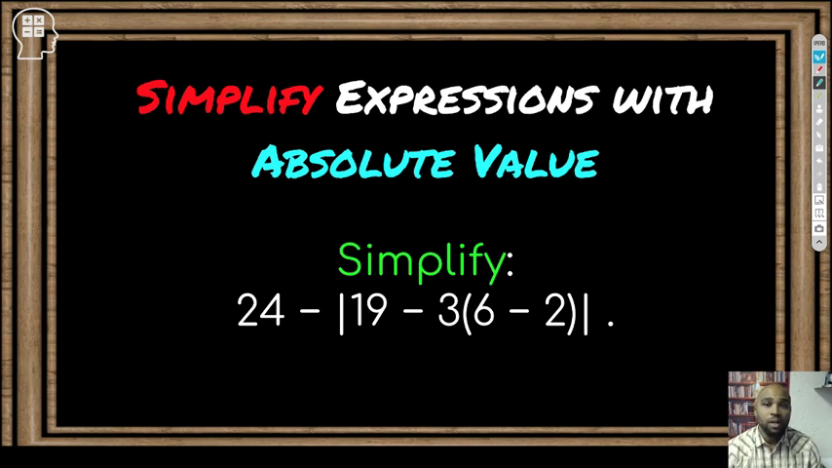Today we'll be discussing simplifying expressions that have absolute value. Up to this point, we've talked about integers, we've talked about absolute value and the opposites. So let's put it all together now. At the end of this lesson, you should be able to do problems like this: 24 minus the absolute value of 19 minus 3 times 6 minus 2. So let's get right into it.